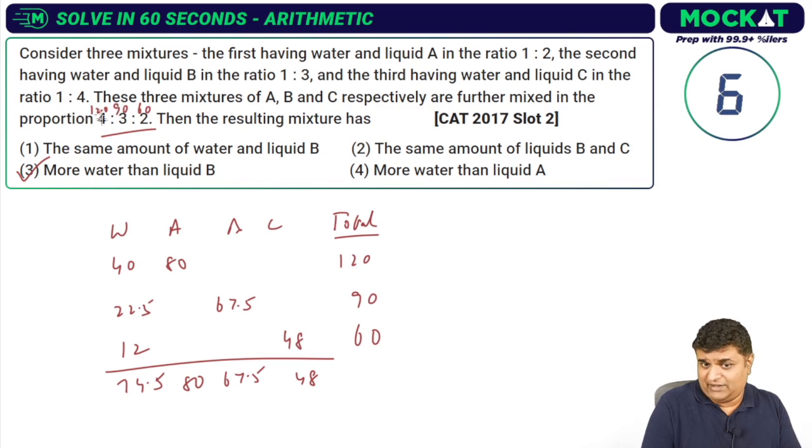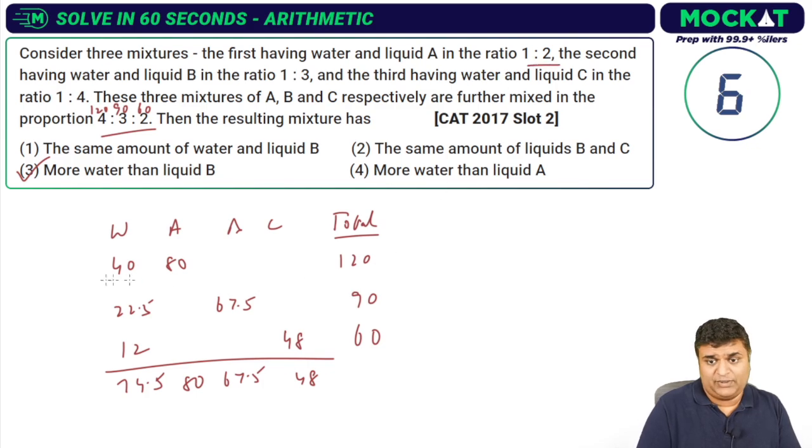I want it to be a multiple of 3. Now, for the last one, 1:4, I want it to be a multiple of 5. Easiest multiple of 5 is to put a 0. So I made it 120. Then the 3 parts becomes 90. 2 parts becomes 60. Right? 120 is to 90 is to 60, that's 4:3:2. Now those are the total volumes of each of these.